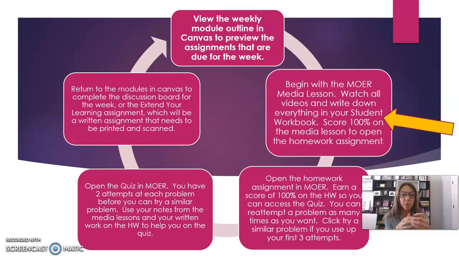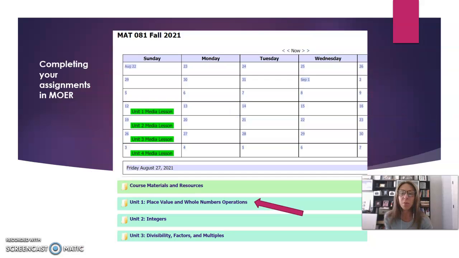You want to score 100% on the media lesson in order to open the homework assignment. So the media lesson, the homework assignment, and the quizzes and more, they kind of work like a video game. Once you unlock one level by getting 100%, then you can unlock the next level. And when you get 100% on that, then you can unlock the next level, and so on. After you get 100% on the media lesson, then the homework assignment for that unit will open up.